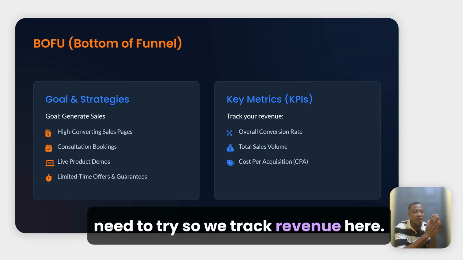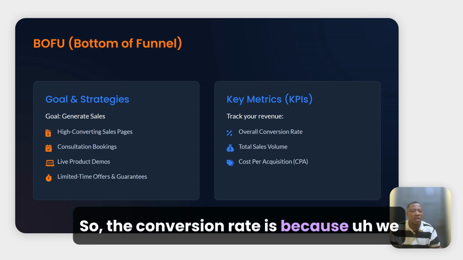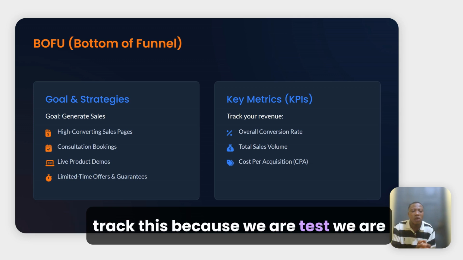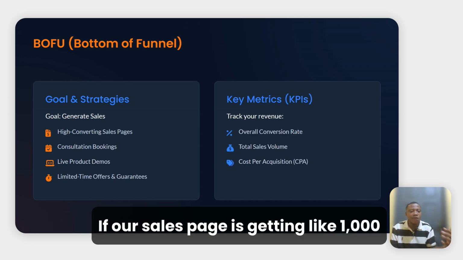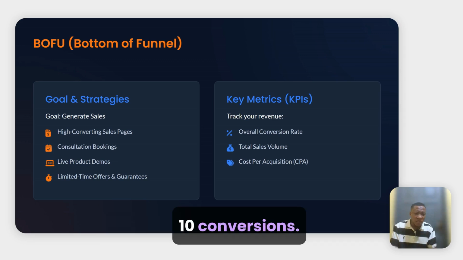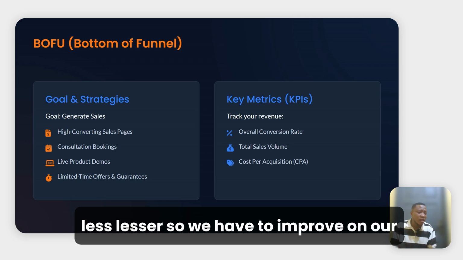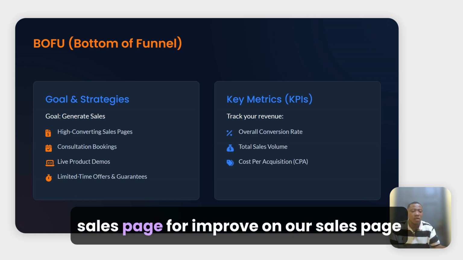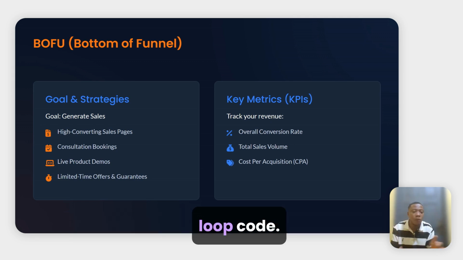So we track revenue here, and the overall conversion rate. We track the conversion rate because we are going to be testing our sales page. If our sales page is getting like 1,000 traffic and is only giving us 10 conversions, then we can say, oh, the conversion rate is low, so we have to improve our sales page and find out why people come here and are not buying the product. Then we fix that loophole.